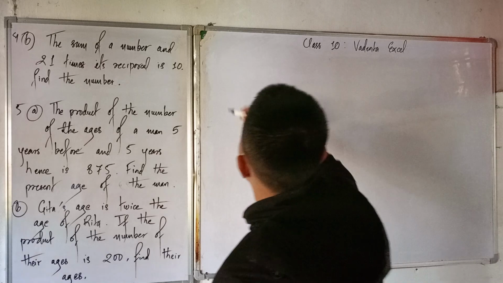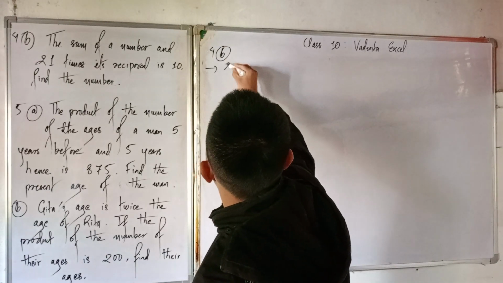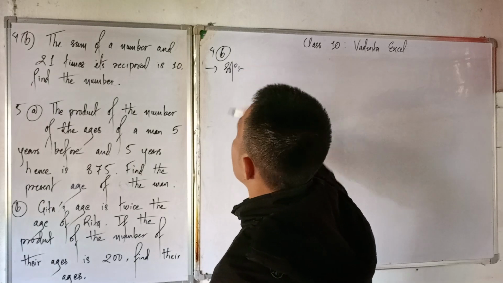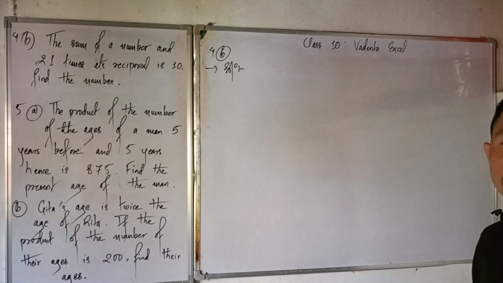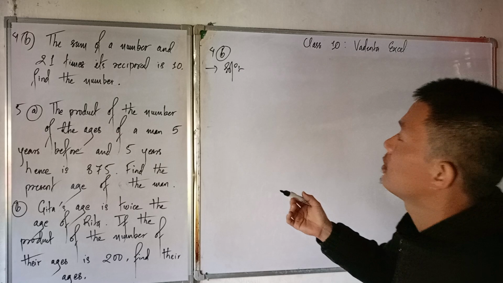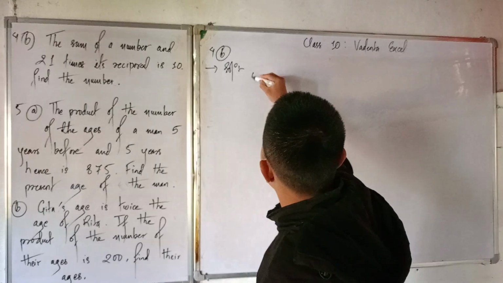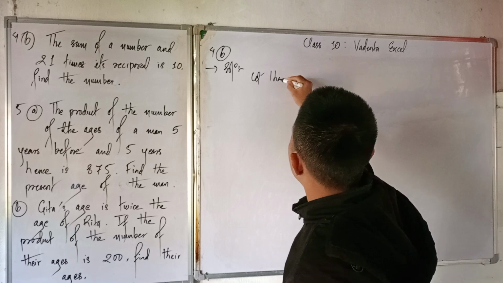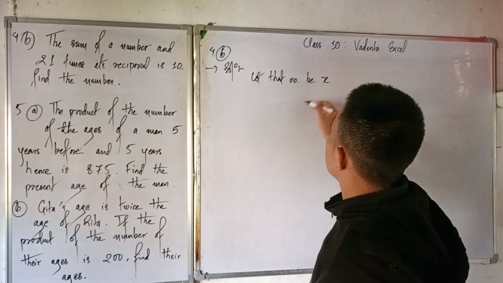Now in 4b, let's try to understand the question first. In 4b, the sum of the number and 21 times its reciprocal is 10. So we don't know the number. You have to find the number. So let that number be x.